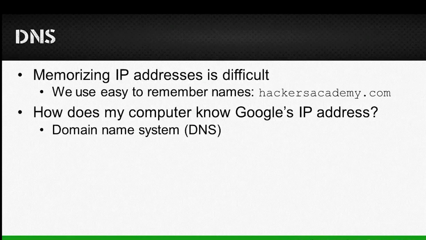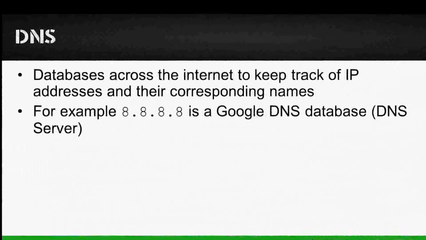Now the challenge here is that computers need IP addresses to communicate. So how would my computer know the IP address of Google when I type in google.com in my browser? This is the primary job of DNS. You can think of DNS as a database across the internet that keeps track of IP addresses and their corresponding names. So think of it, for example, as a big Excel sheet with two columns.